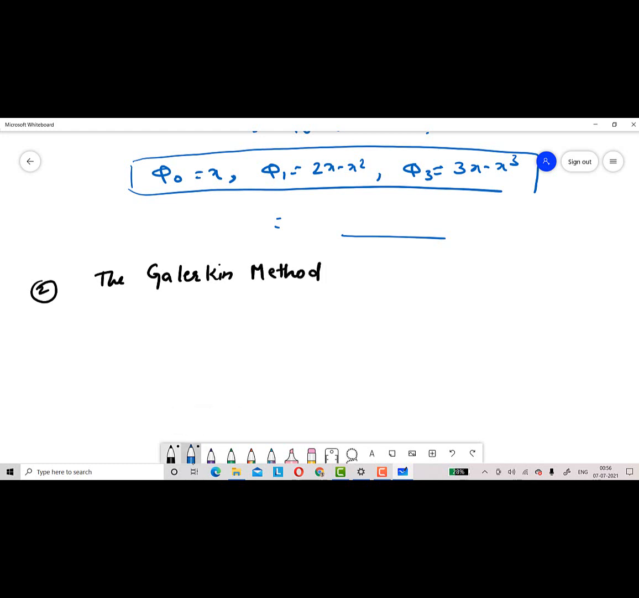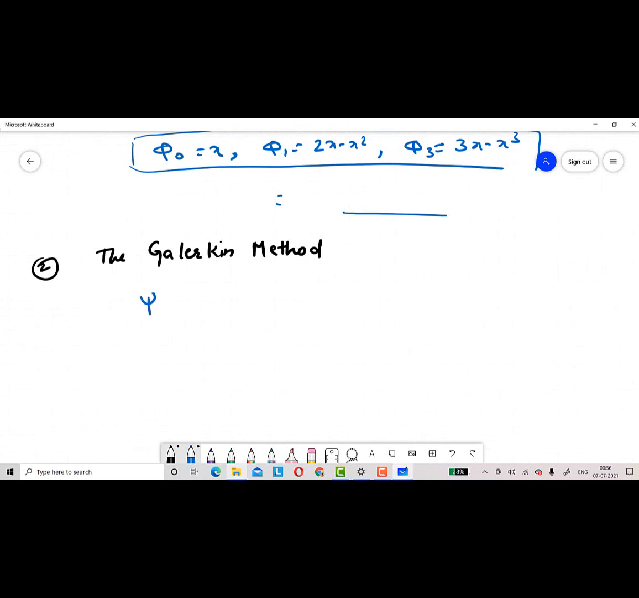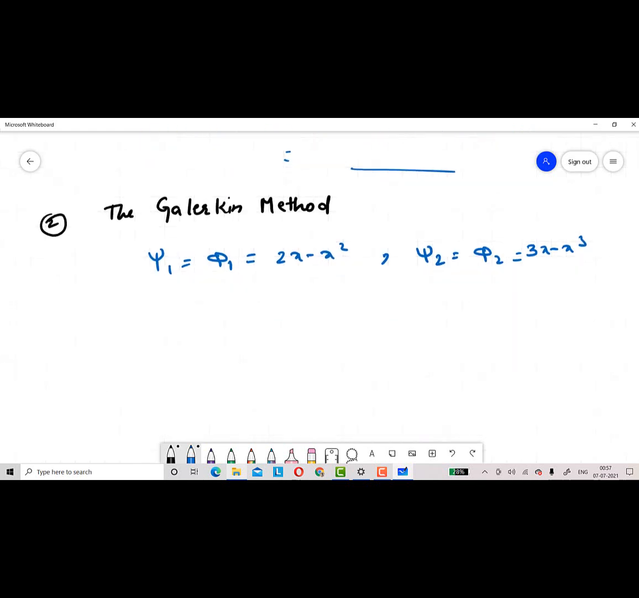Okay, so the Galerkin method. Here we will choose the weight function as psi1 equals phi 1 itself. So we are choosing the same weight function as we did for calculating the residue. Psi1 equals phi 1 equals 2x minus x square, and psi 2 equals phi 2 equals 3x minus x cube. Here we will do the same, nothing changes.